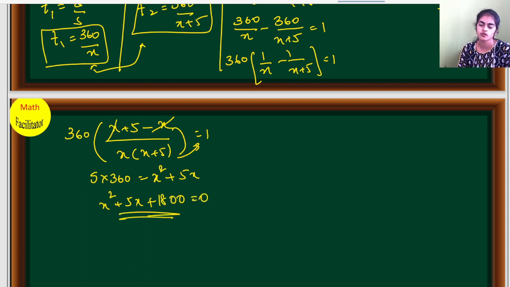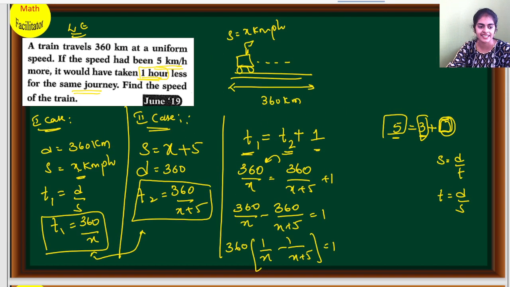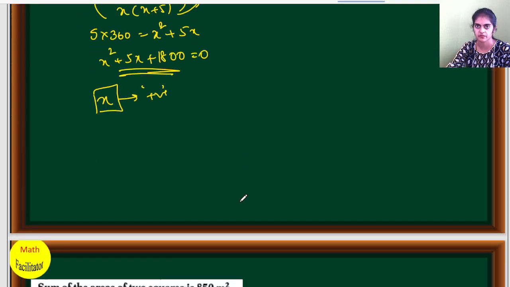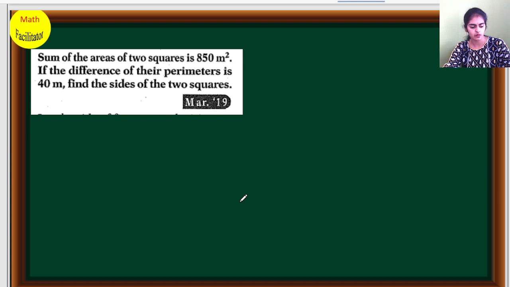So now you can use the quadratic formula method or factorization method to get the values of x. Once you get the value of x, you will get two values, one positive, one negative. Take only the positive value, you will ignore the negative value, because x is nothing but speed. Speed is always positive. So you will ignore the negative value, so you will get the speed. Clear, beta? Now the next question.